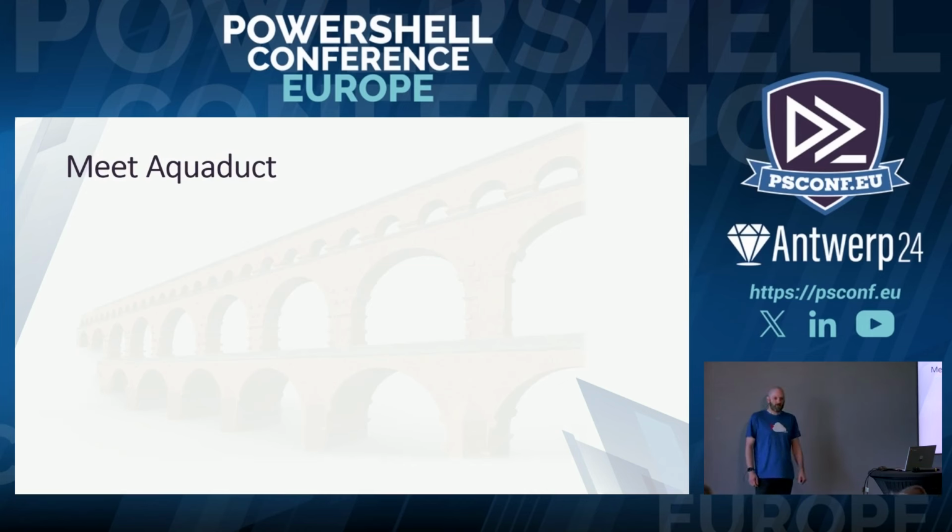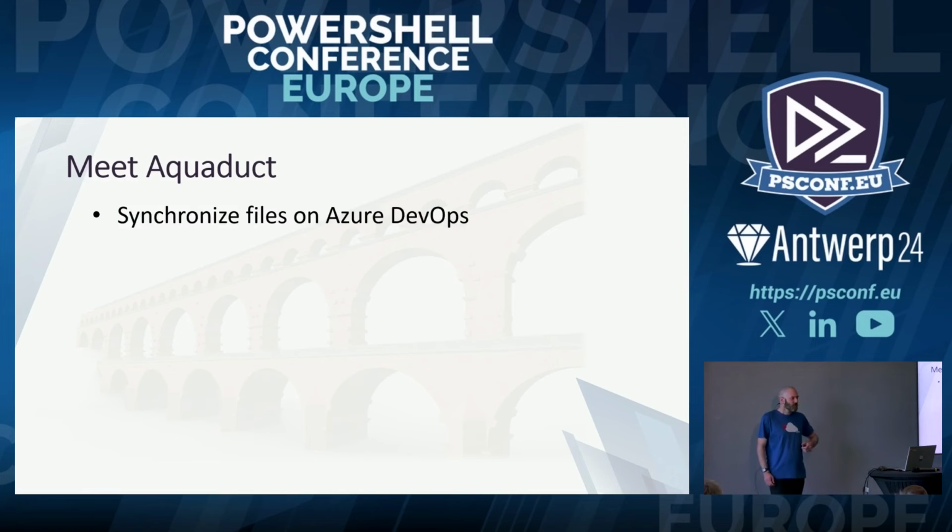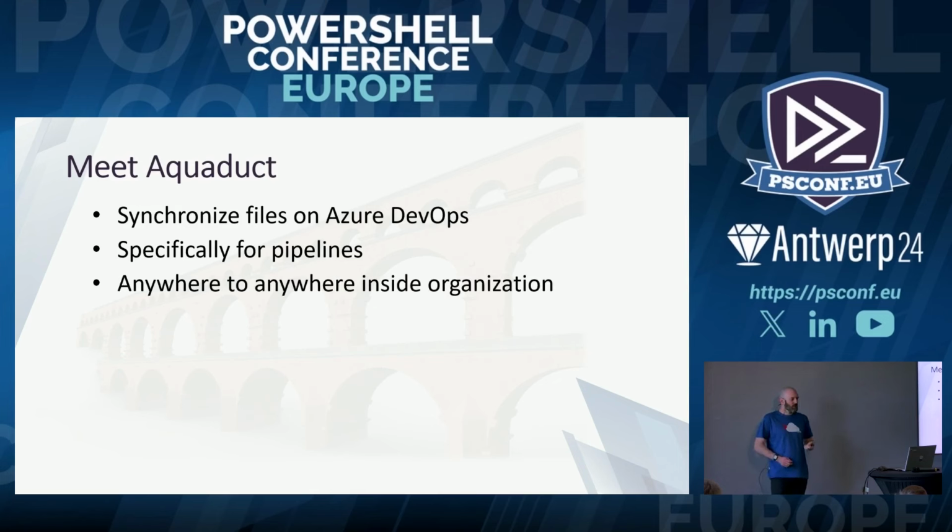Meet Aqueduct. That's what I'm talking about today. That's our name for it. It's connecting pipelines. What's a good name? We always like to name our stuff fancy. Aqueduct was it. It's a tool to synchronize files on Azure DevOps, and is specifically designed to synchronize pipelines. This can synchronize from any repository in our organization to any other repository in our organization.